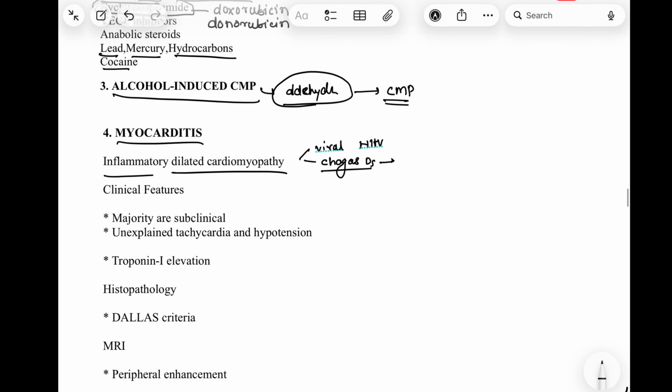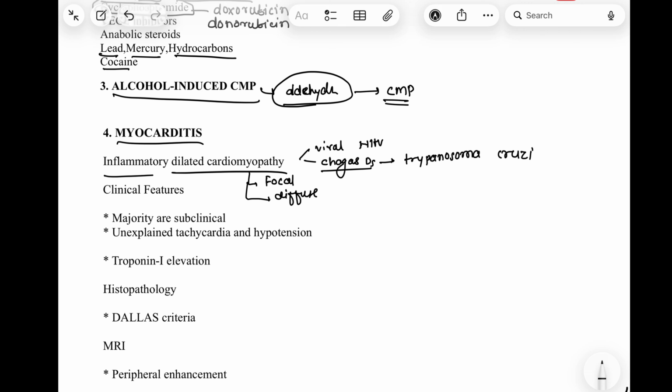Chagas disease is caused by Trypanosoma cruzi. Now, inflammatory dilated cardiomyopathy can be associated with focal involvement or diffuse involvement as well, right? So what are the clinical features of this myocarditis?